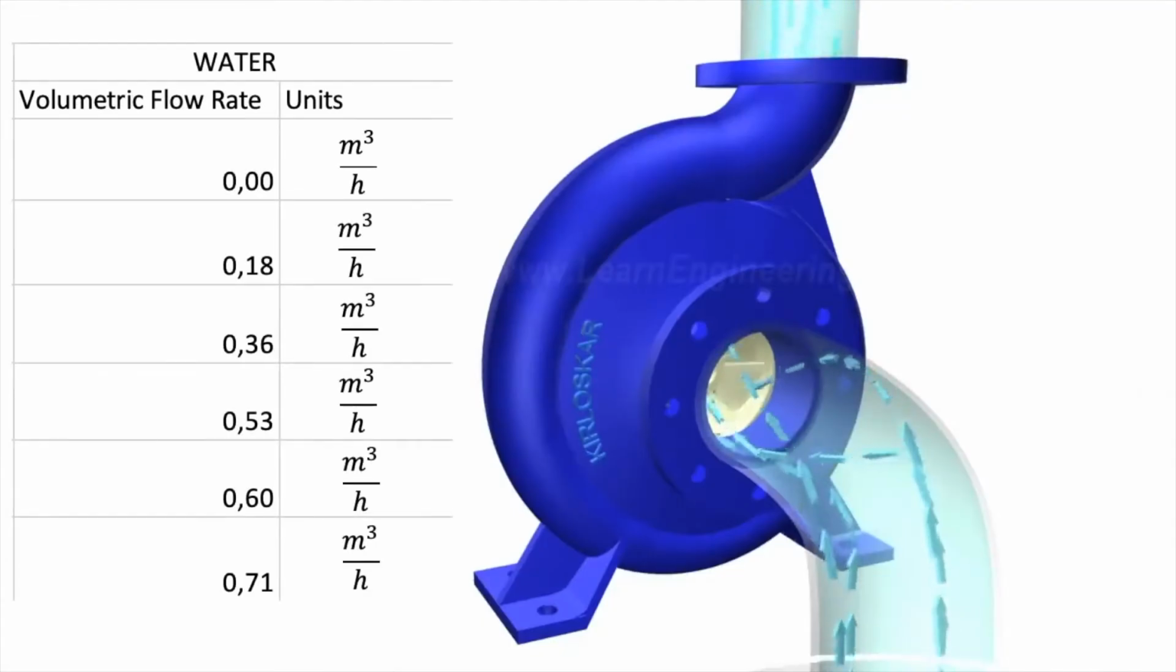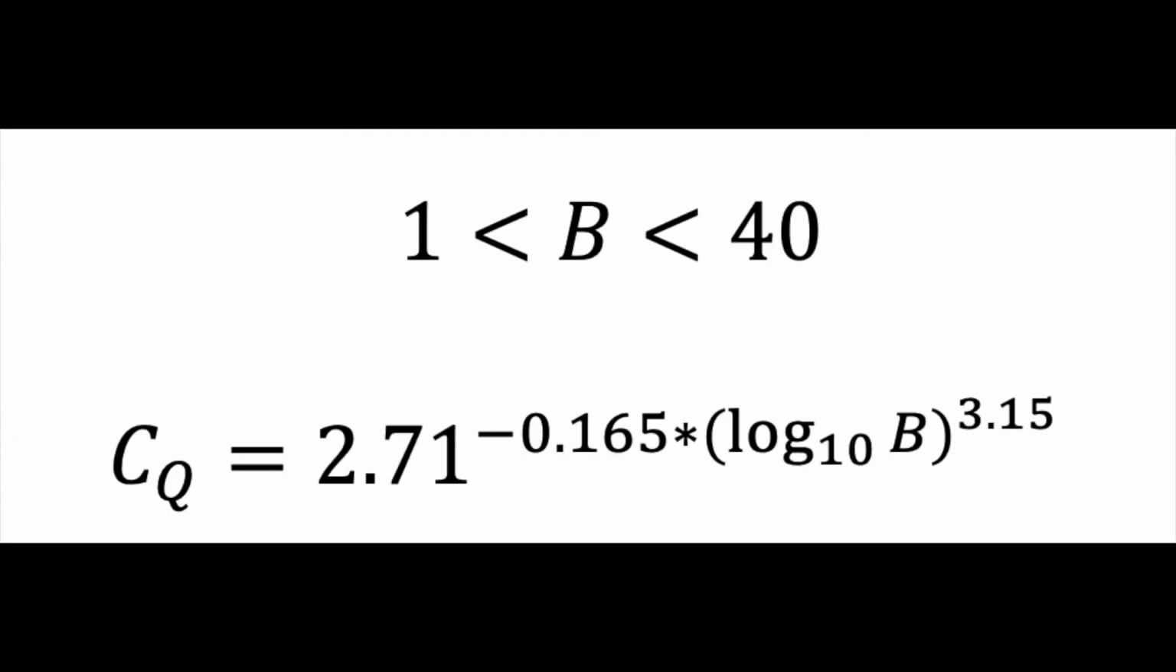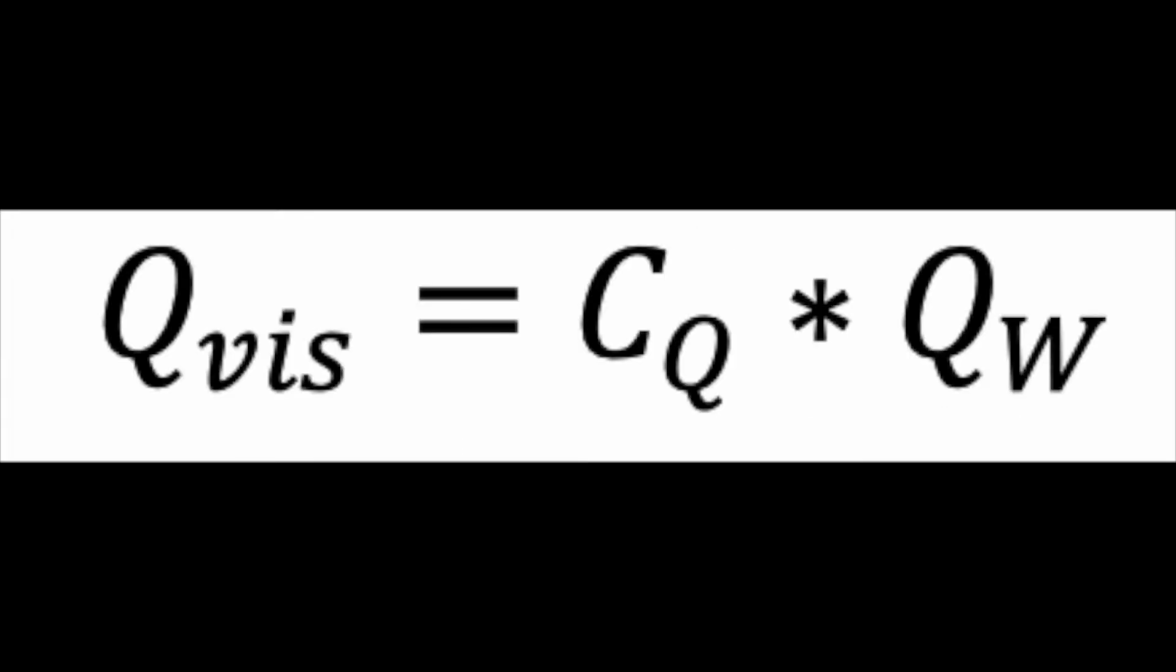Since volumetric flow rates of water were already known, the first step was to calculate the B parameter at the best efficiency point of the water with equation 1. After this was calculated, since B was between 1 and 14, the next step was to calculate the correction factor for the flow. Having the correction factor of the flow, that is equation 2, the rest of the volumetric flow rates were calculated with equation 3.